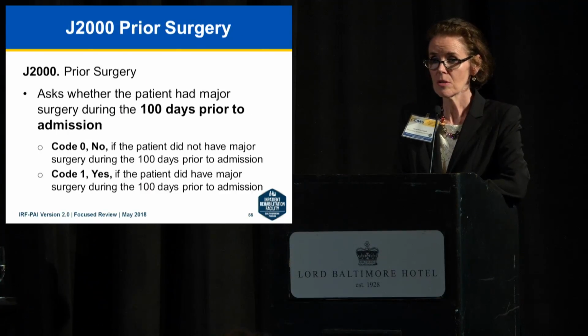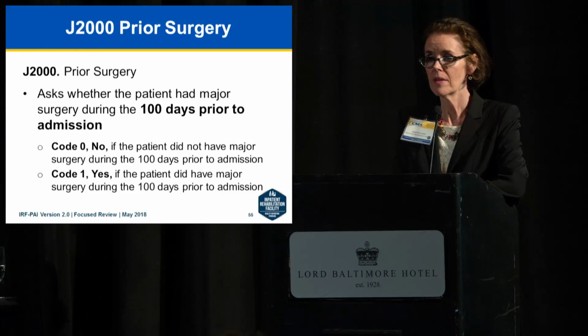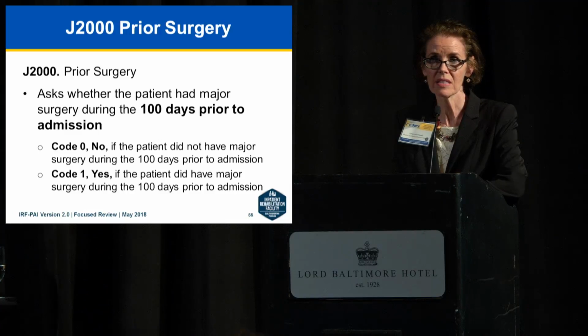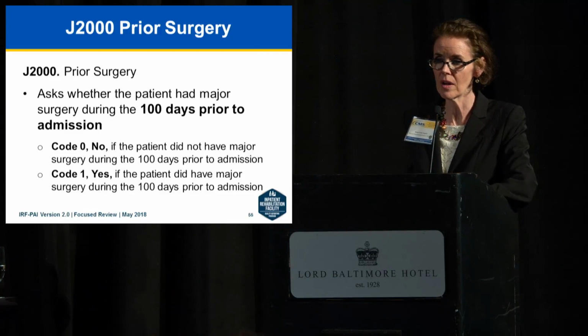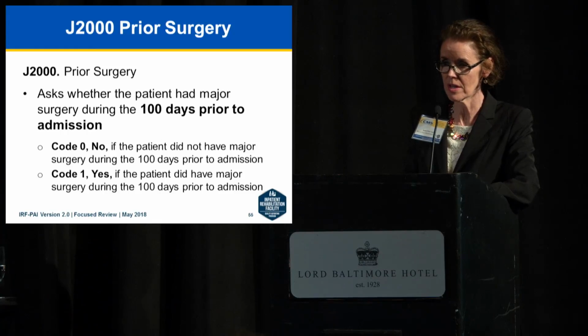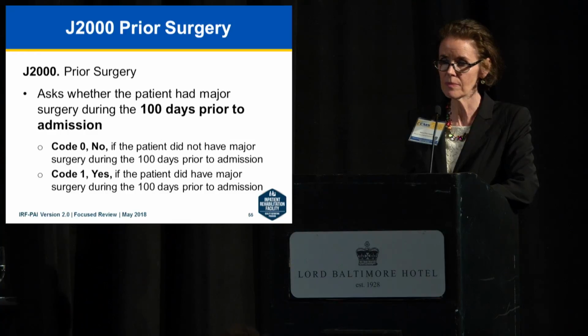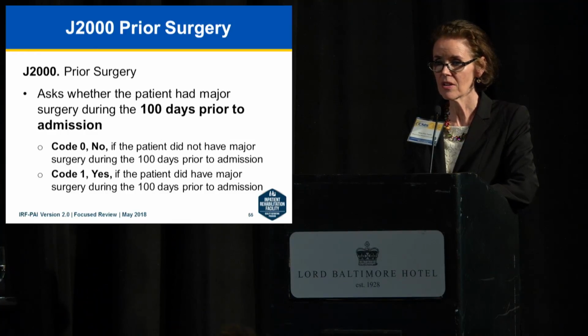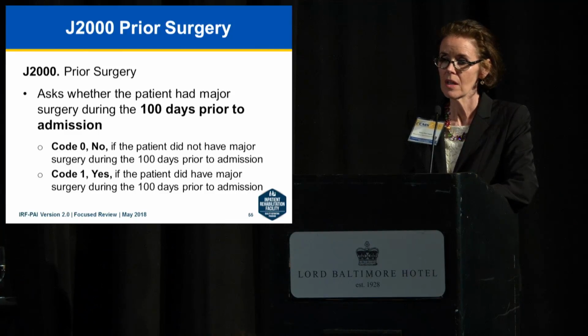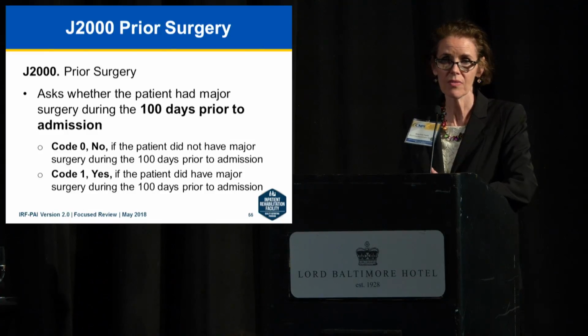Prior surgery is also part of Section J, and there are some adjustments in the manual related to this. There's a slightly clearer definition of what major surgery is, or prior surgery, which is helpful. Again, I think questions came through the help desk and felt that a clearer definition would be helpful. What we're asking here is on admission, if the patient had major surgery during the 100 days prior to the admission. You code no if they did not, and code yes if they did.